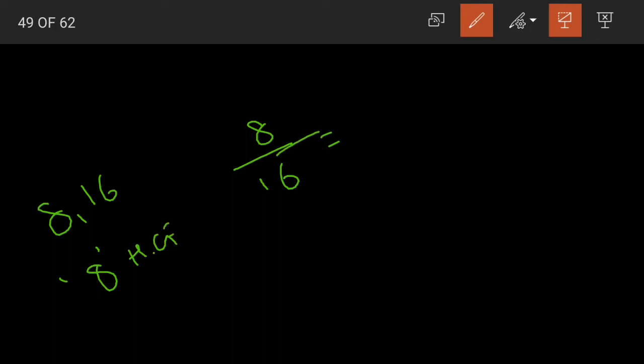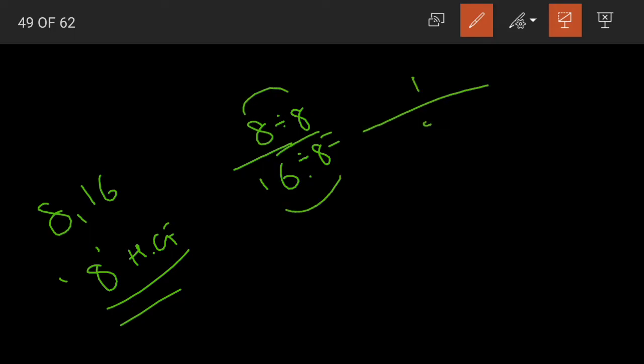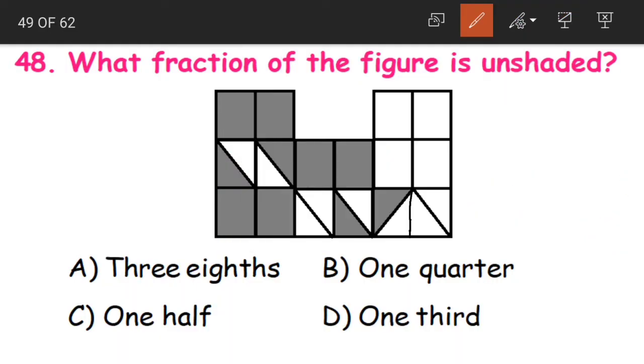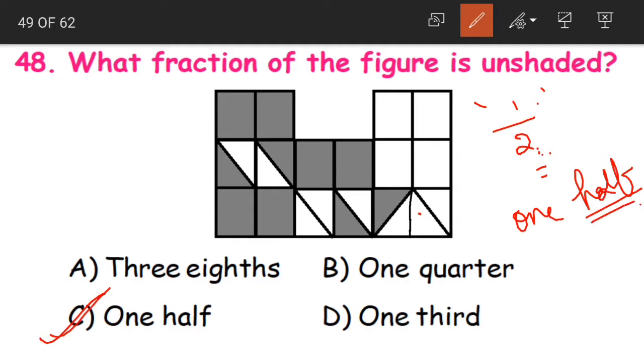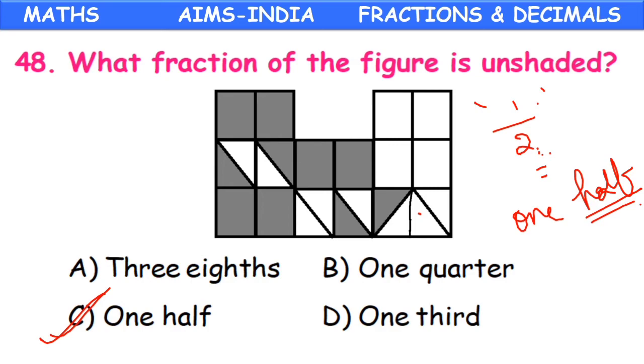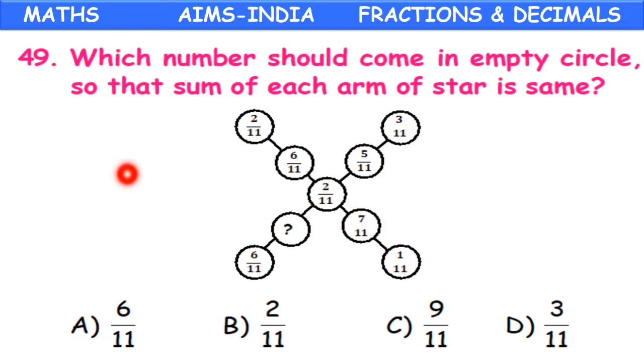So to reduce this fraction to the lowest form, we divide both the numerator and denominator by 8, which is their HCF. 8 divided by 8 is 1, 16 divided by 8 is 2. So 1 by 2 is our answer. 1 by 2 part of the given figure is unshaded. And how do we read it in words? 1 half. So option B, 1 half, becomes our correct answer. I hope this is clear.